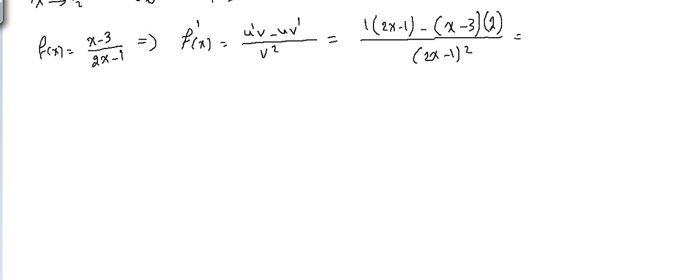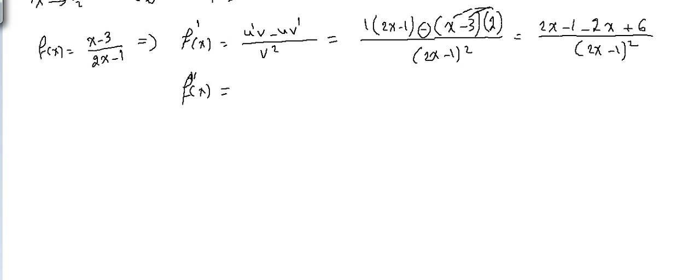And it is equal to 2x minus 1 minus x, sorry, minus 2x, right? We have to multiply the 2 with this and the 2 with this, and all of them multiplied with this minus. So minus 2x plus 6 over 2x minus 1 to the power 2. So the final answer of the derivative will be 5 over 2x minus 1 to the power 2.